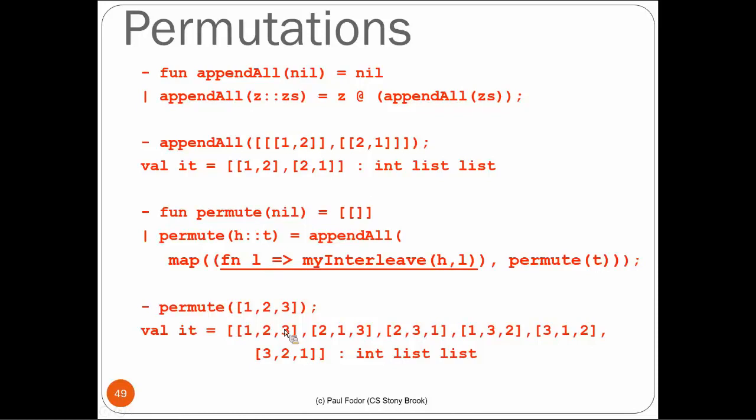So let's remember what permutations does. Basically, we look at this example first. Permutations is supposed to return all the possible permutations or orderings of the list that we get as an input. So for instance, if we compute the permutations of 1, 2, 3, those will be 1, 2, 3; 2, 1, 3; 2, 3, 1; 1, 3, 2; 3, 2, 1; and 3, 1, 2. So basically there are all the possible orderings.